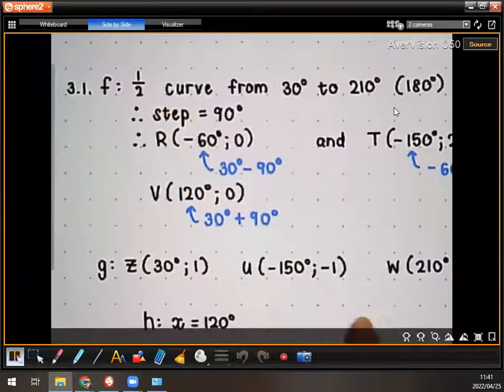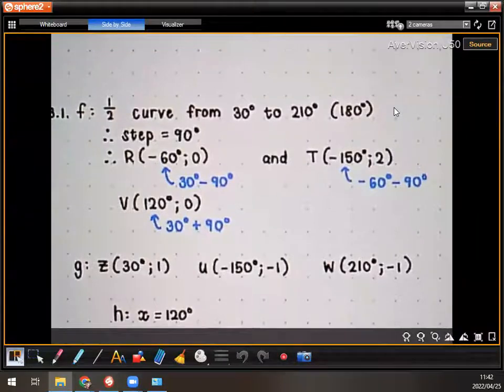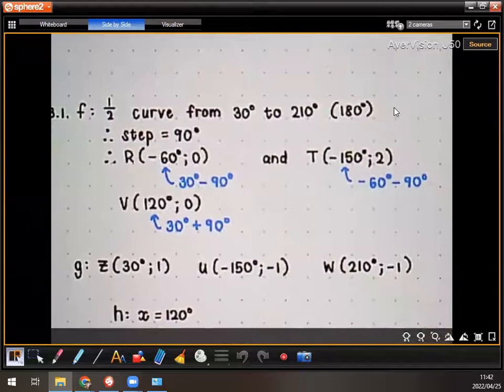So that is what I wrote for that bit. And if you don't have to write all of that stuff down, you can just write the 3 coordinates, that's fine for marks. I just like writing it in. So I said there was half a curve from 30 to 210, which is 180 degrees. So that means that your period is 360, so your step is going to be 90. Okay, it's the normal period of whatever that curve was, the cos curve. So that's how I got those 3 coordinates.